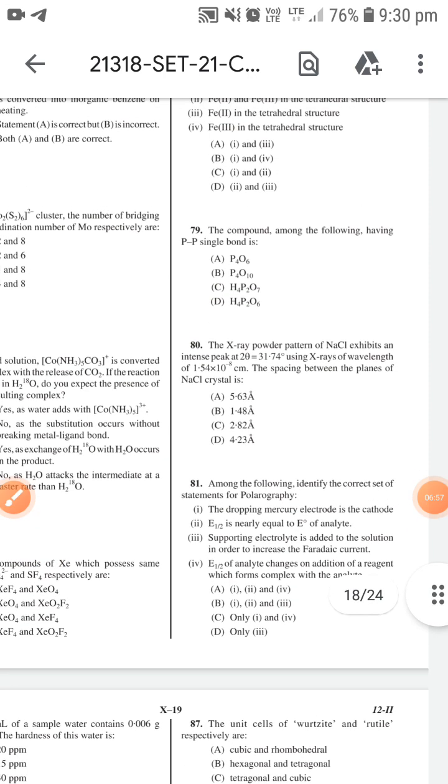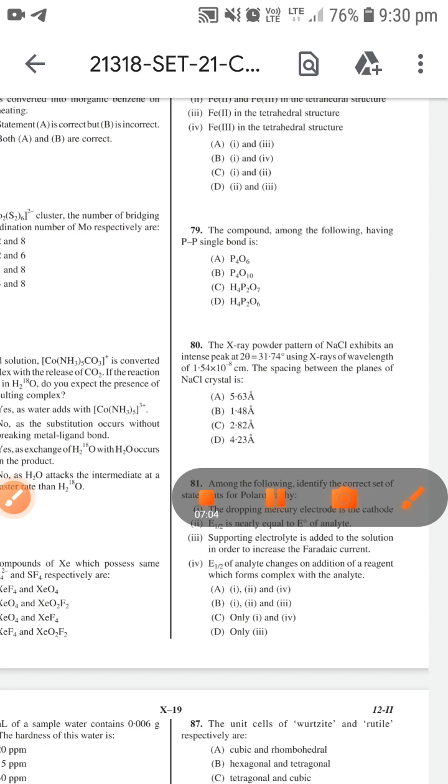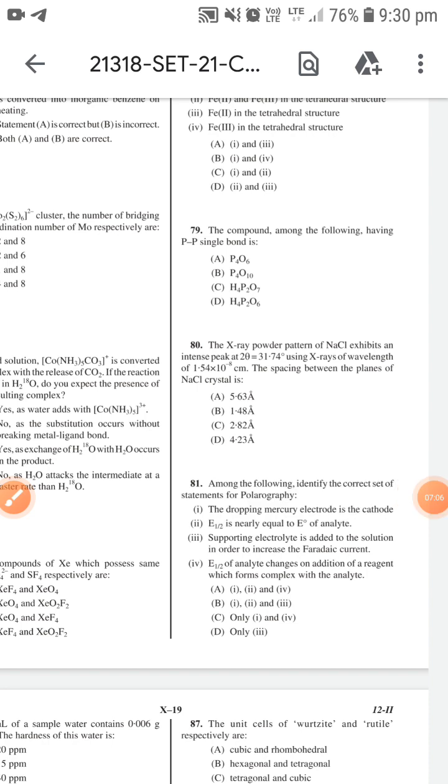Here in question 79 there is a mistake, sorry. For question 79 the correct option is option D, H4P2O6. Okay.